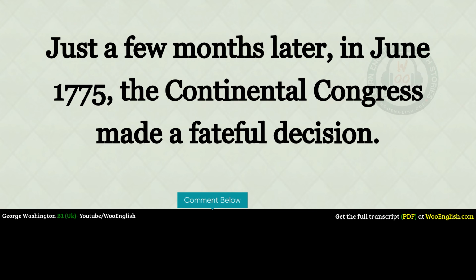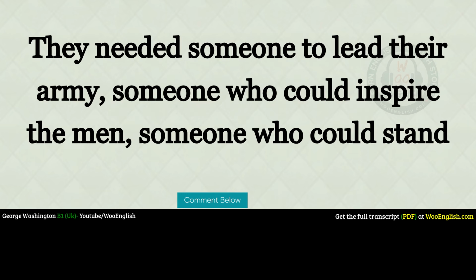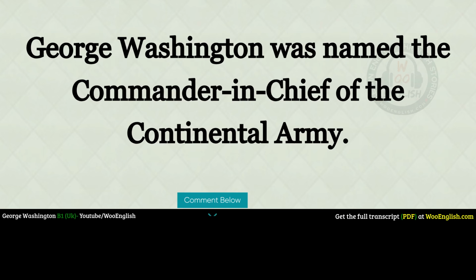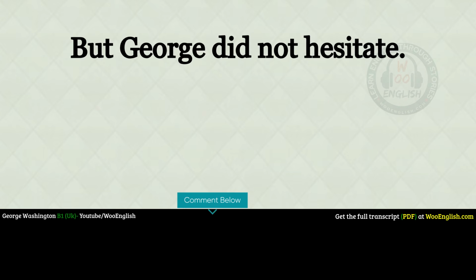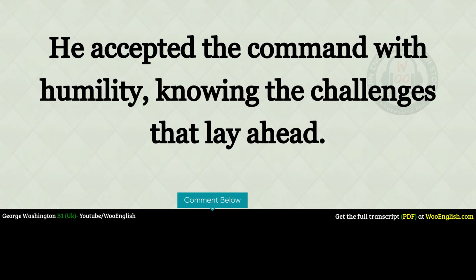Just a few months later, in June 1775, the Continental Congress made a fateful decision. They needed someone to lead their army, someone who could inspire the men, someone who could stand up to the powerful British forces. The choice was unanimous. George Washington was named the Commander-in-Chief of the Continental Army. The responsibility was enormous. The army was untrained, poorly equipped, and facing the might of the British Empire. But George did not hesitate. He accepted the command with humility, knowing the challenges that lay ahead.